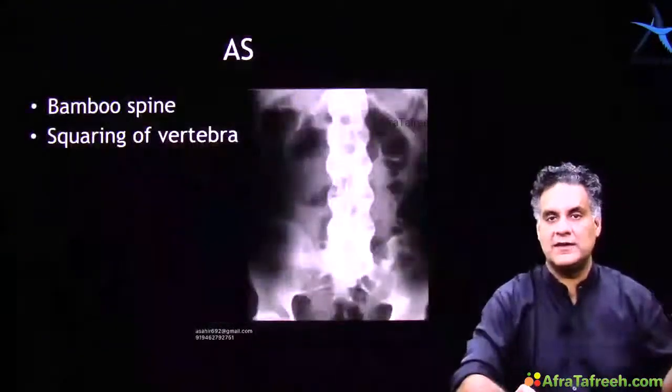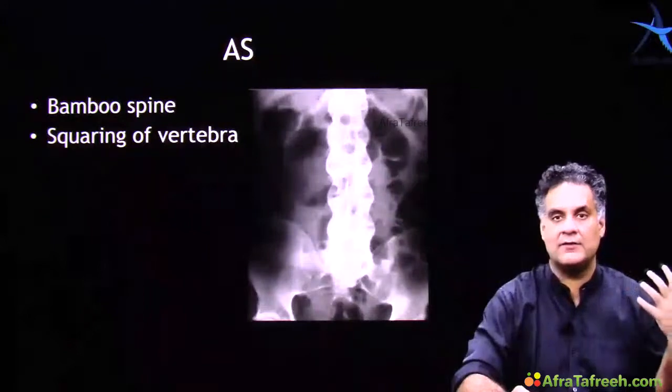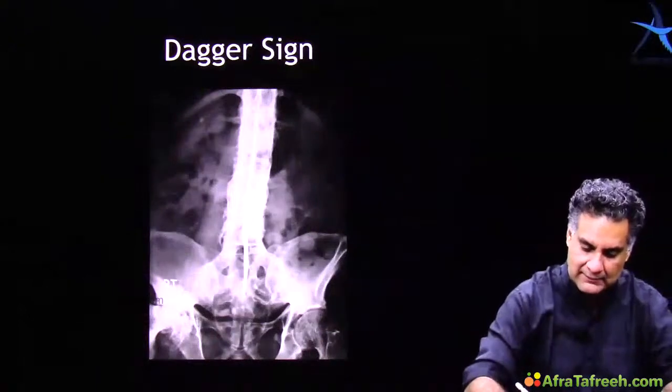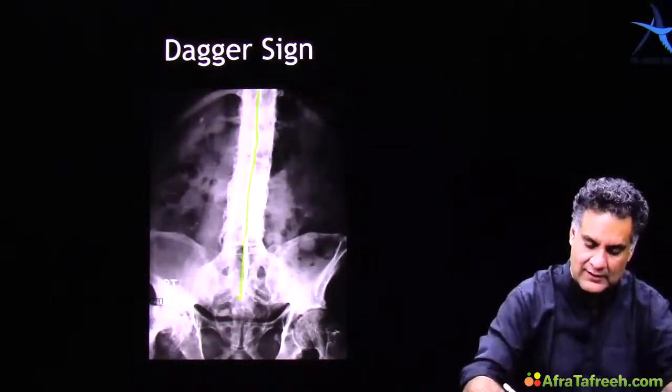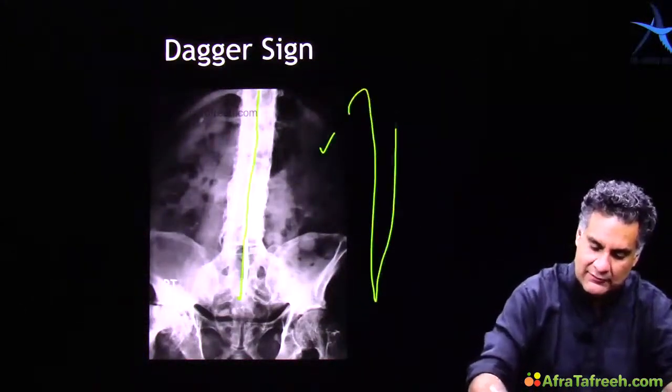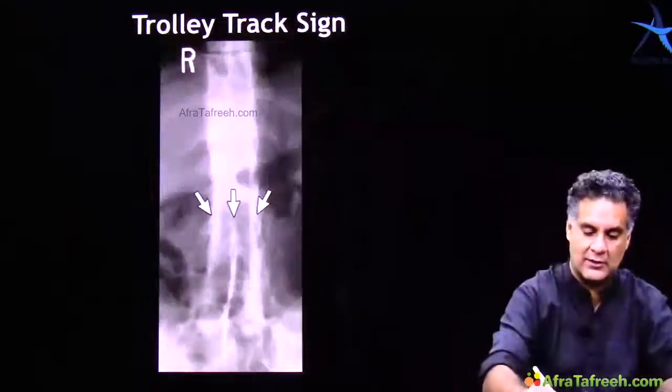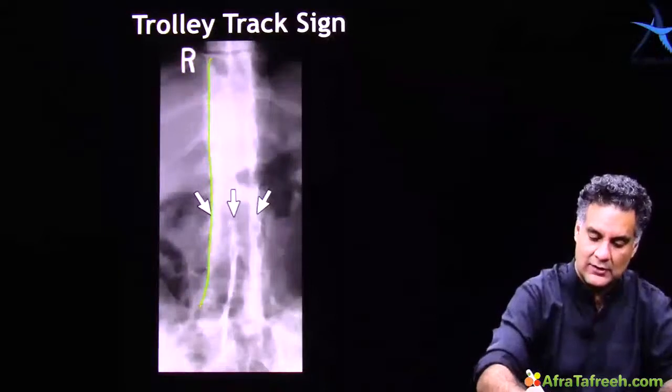They have fusion of the entire vertebra, called squaring of the vertebra, bamboo spine. They have calcification along the interspinous and supraspinous ligaments called the dagger sign, which is an inverted knife. Then along with these, there is a calcification along the facet joints. It's called the trolley track sign.